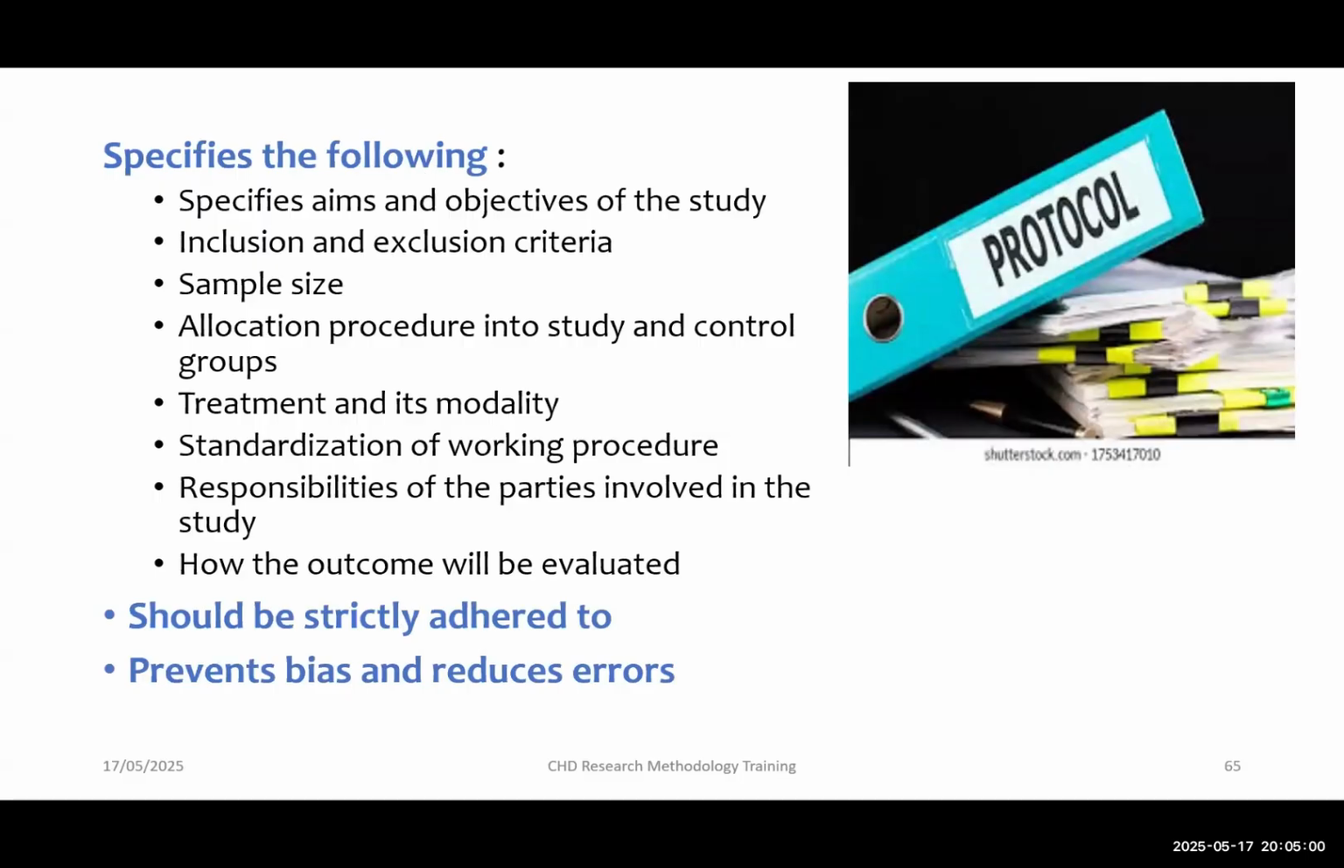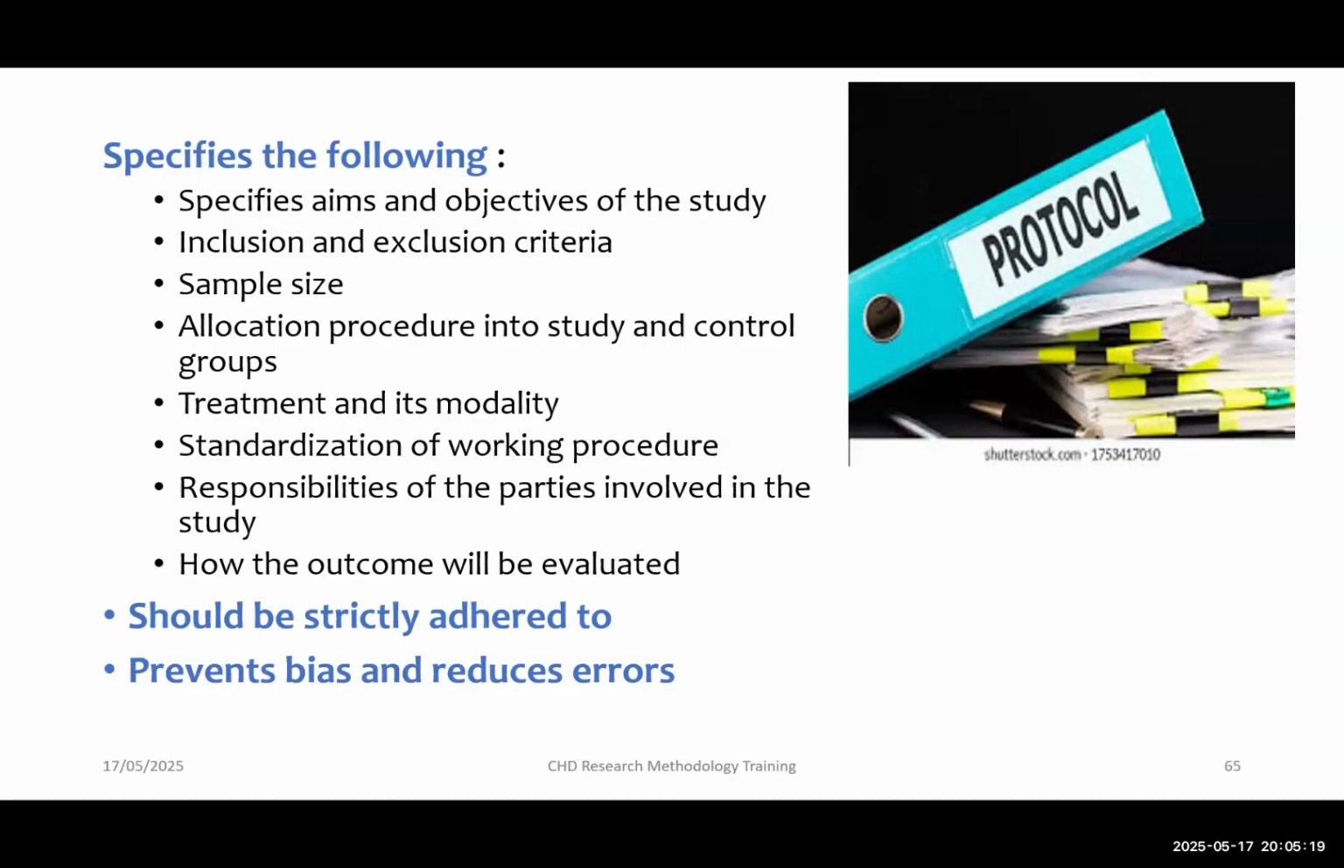So in doing your protocol, you must specify your aim and objective of the study. What is it you hope to achieve with that study? You must categorically state your inclusion and your exclusion criteria. You must have a sample size, which you must meet.